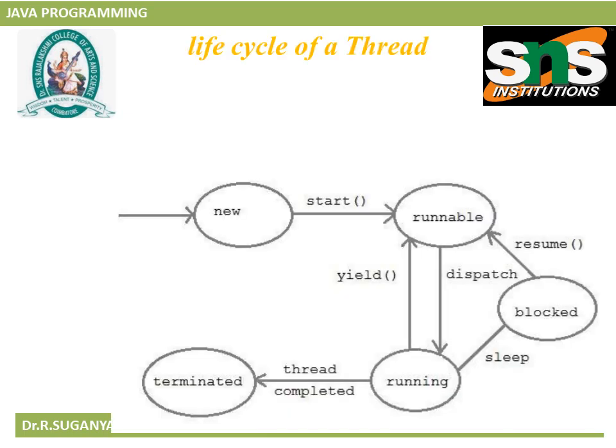What is the life cycle of a thread? We have start, resume, sleep, runnable state, blocked state, running state and terminated state. So start, resume, sleep, yield, dispatch, all these are part of the life cycle of a thread. Whenever a thread is created, it has to get started and it has to run using the runnable method, and if it is blocked, it will be in a blocked state, then again to a resume state and running state and then the terminated state.